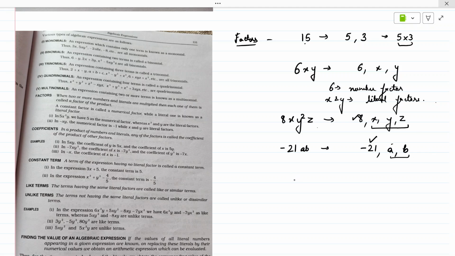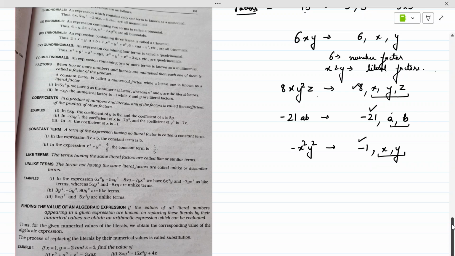Supposedly, I have something like minus x squared y squared. Now, what will be the factors? See, these literals do not exist in negative form, but our numbers do exist. So, we have minus 1, x and y. These three are the factors, where minus 1 is the number factor and x and y are the literal factors. Okay, so this is the concept of factors.